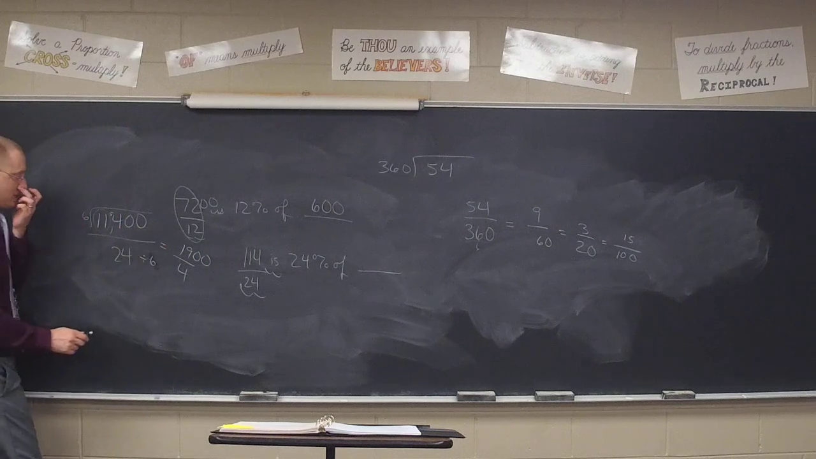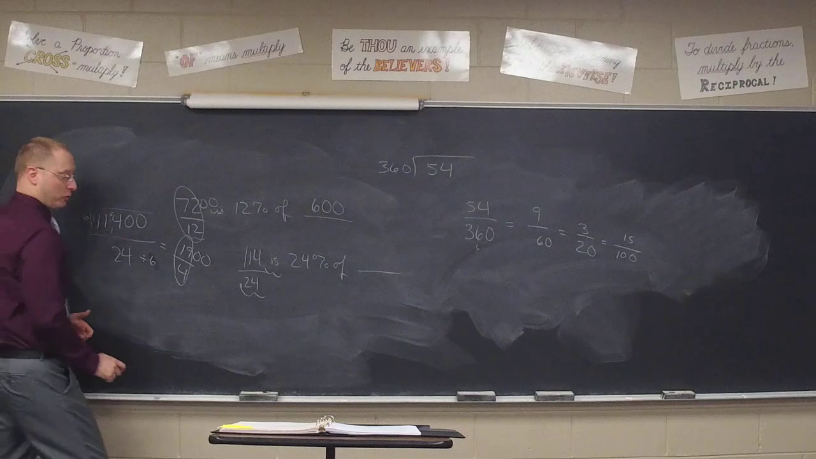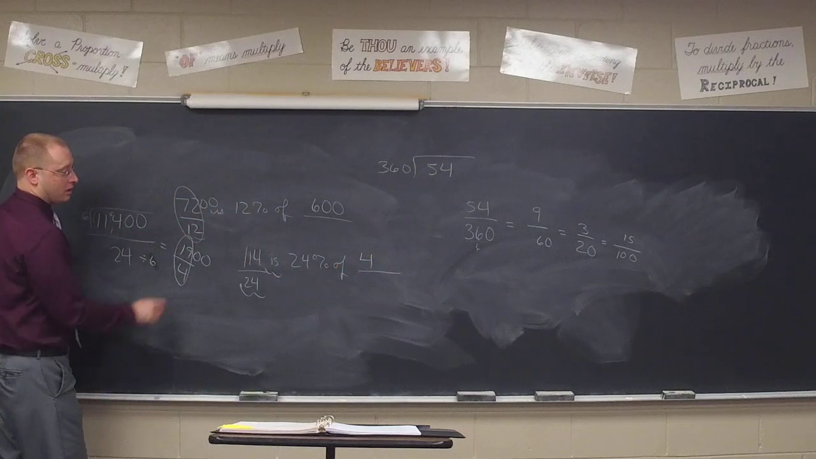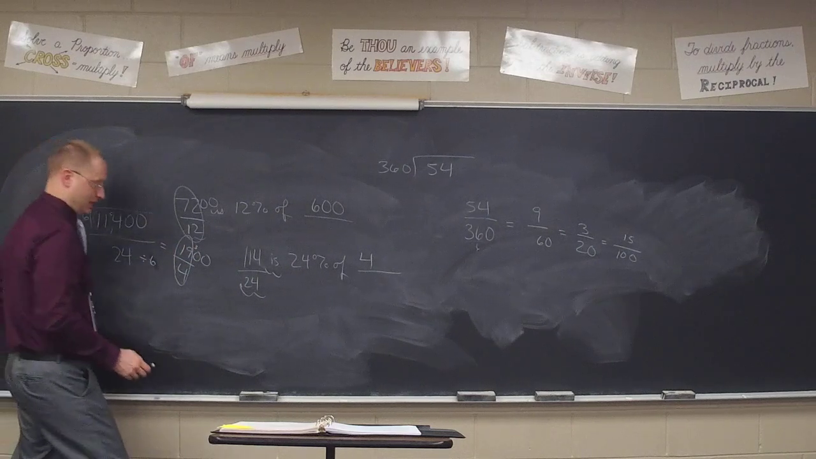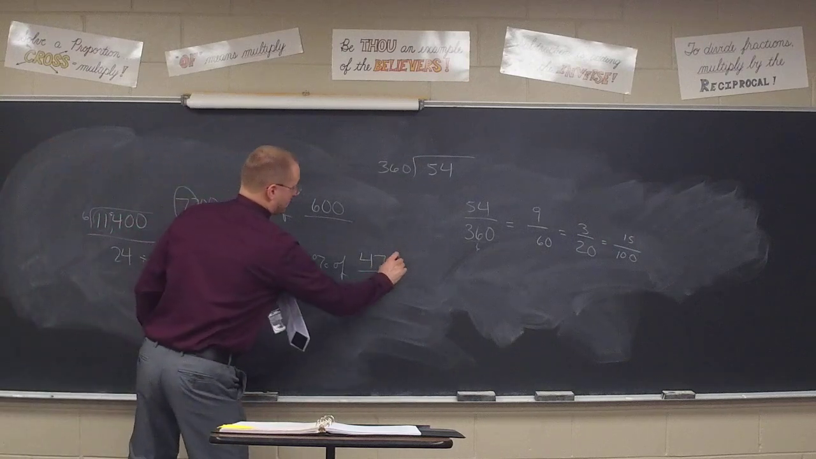Well, this is going to divide evenly by 4 now. 4 goes into 19 4 times with 3 left over. 4 goes into 30 7 times with 2, and 4 goes into 20 5 times. That's one way to do it.